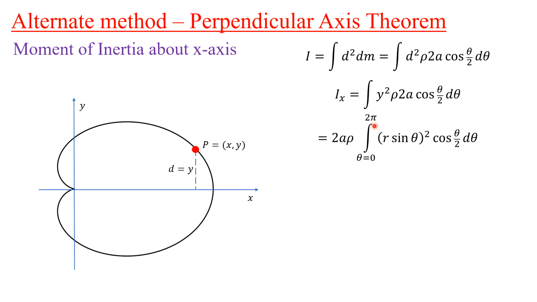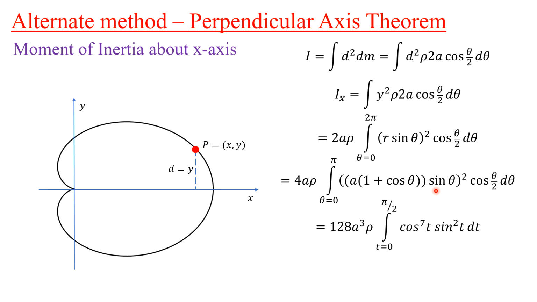2a rho integration, theta varies from 0 to 2 pi, again because our cardioid lies in all four quadrants. y is equal to r sin theta, by the polar substitution, so the integrand is sin theta, cos squared theta by 2, d theta. Because we have symmetry about the x-axis, this integration from 0 to 2 pi we have to write as 2 times integration from 0 to pi, otherwise the answer will be 0. So it is 4a rho integration 0 to pi of this term. Here we are using the substitution theta by 2 equal to t, so the limits of t will be 0 to pi by 2.